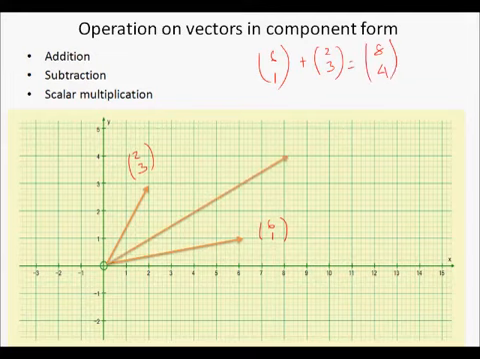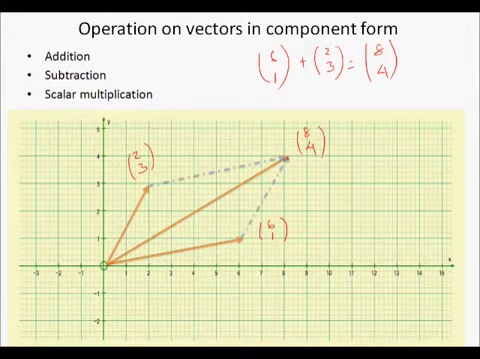This is 8 4, so your answer vector should be here, and you can use your parallelogram rule, and you see that it actually works here. So adding the corresponding components gives you the resultant vector.